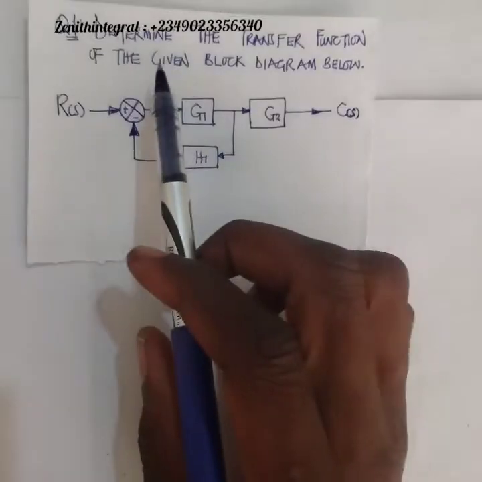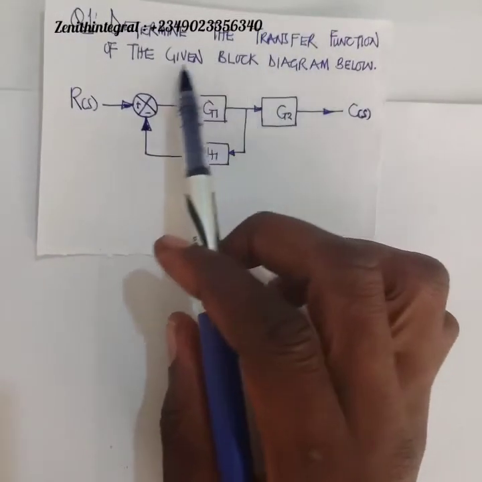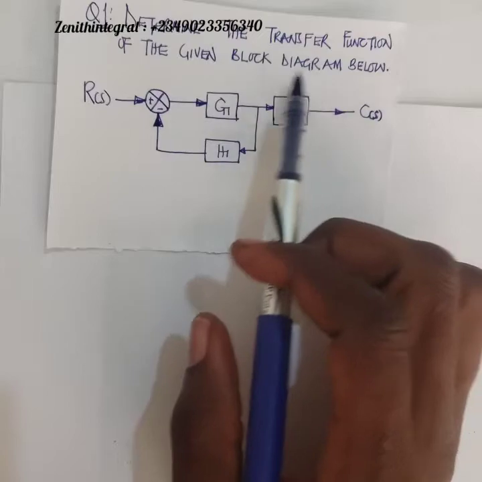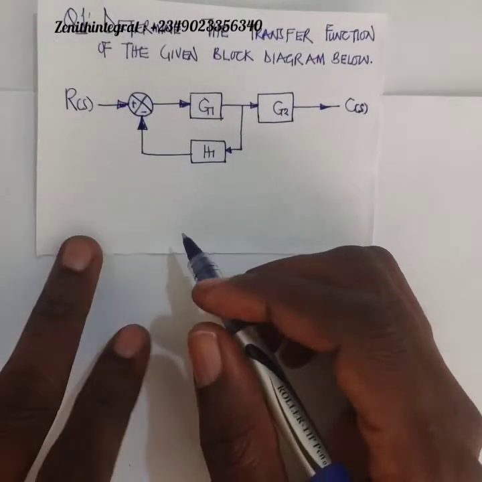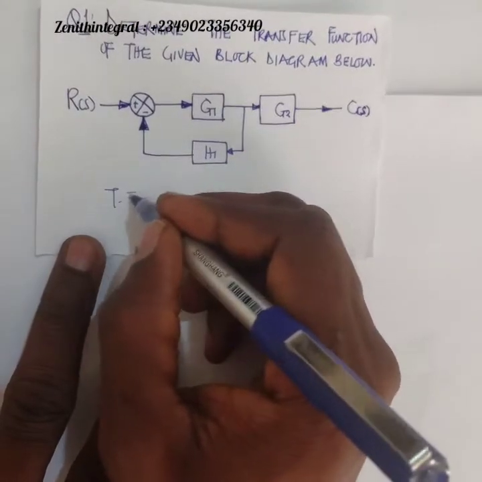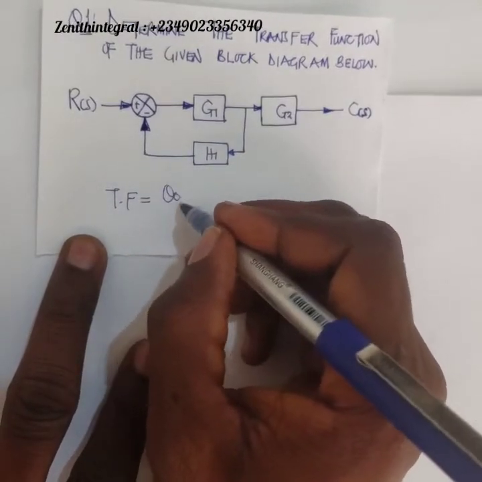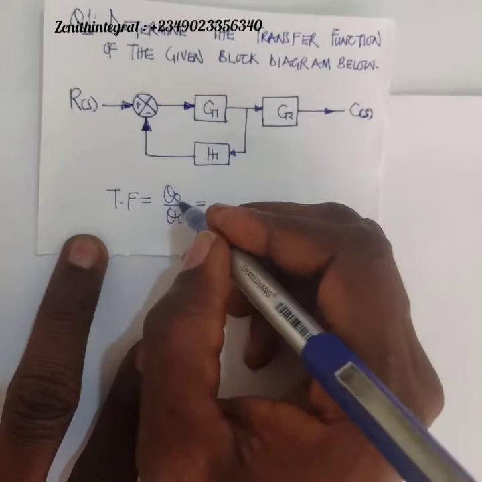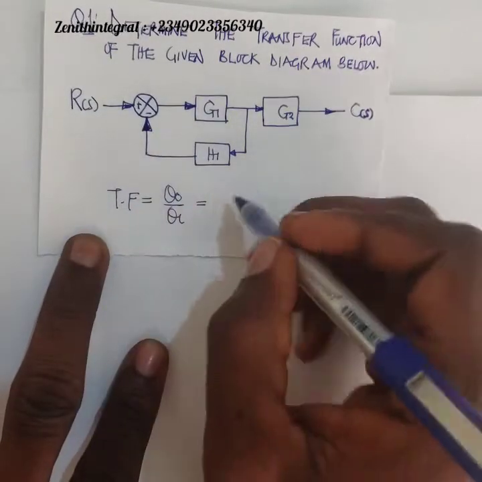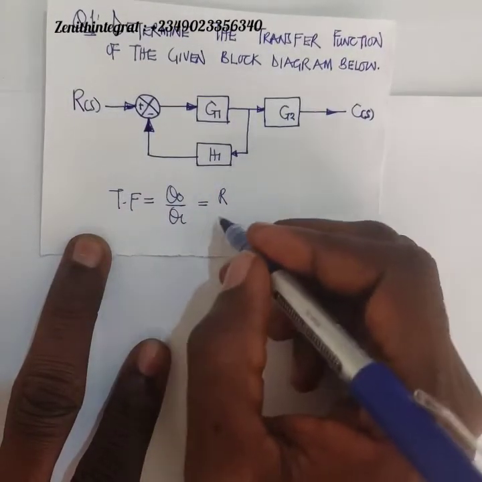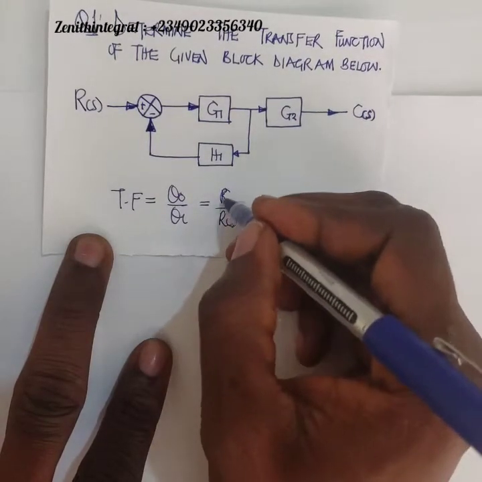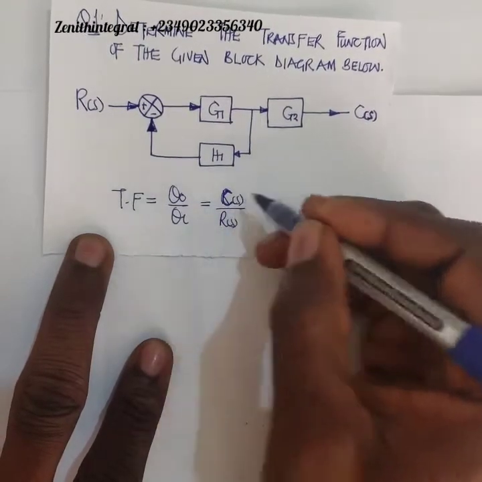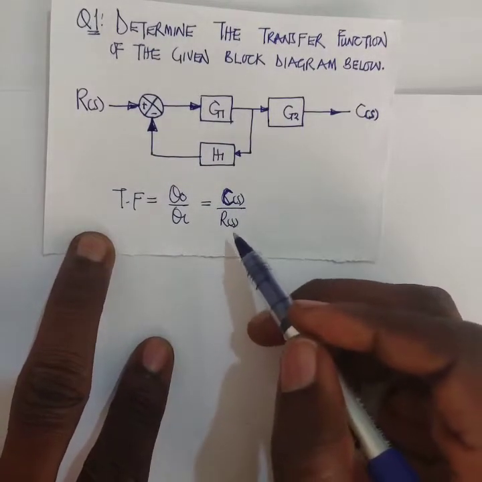So look at question number one. It states that determine the transfer function of the given block diagram below. Now we have this given block diagram and we want to find a transfer function, and we know that transfer function is the ratio of our output signal all over input signal. Our input signal here is starting from this, R(s), that's our input signal R(s), all over my output signal, C(s). So this is the relationship that I want to find for this question.